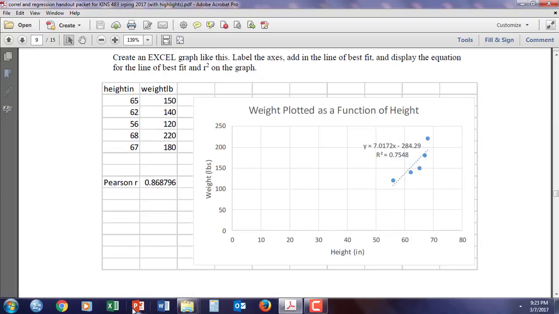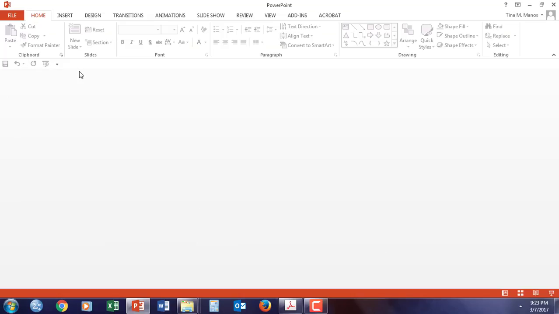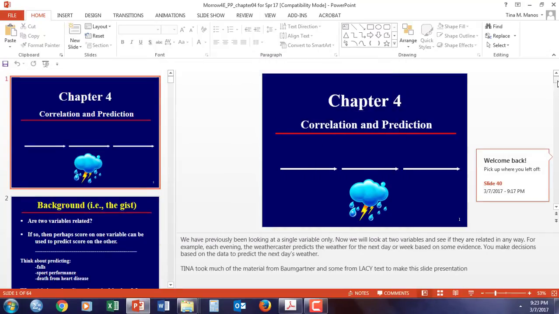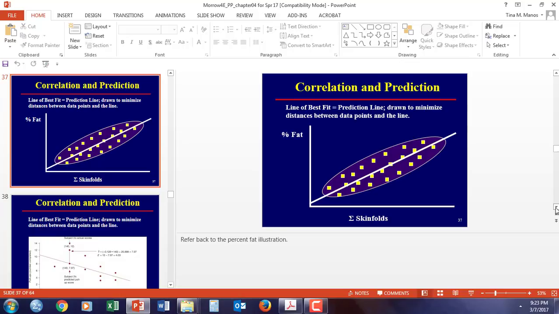So I think I'll bring us back to the PowerPoint slides and take us to, I think you left off right about slide number 37. So I'll go back to slide 37, and I will explain that when we have a variable, in this case, the variable is the sum of 3 skin fold measures. We think that that is related to the percentage of body fatness that you have.